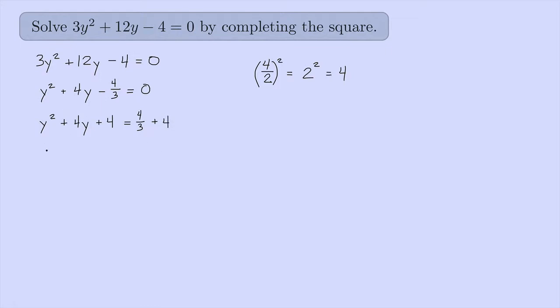So this should be a perfect square now. Let's check and see if it is. So if it is a perfect square, then I should be able to put something here, and I think it looks to be plus 2. 2 plus 2, that's 4. 2 times 2, that's 4. Seems to work. And over here, I have 4/3 plus 4.